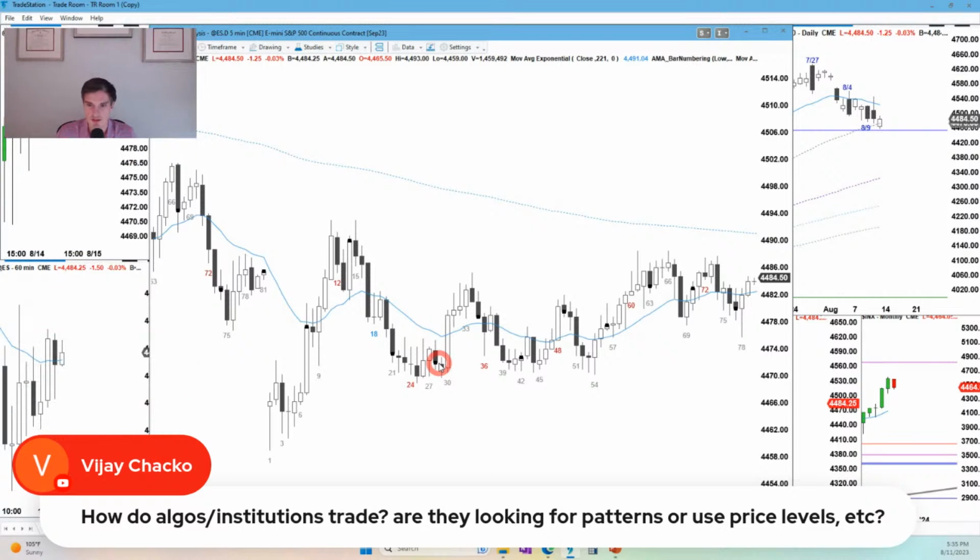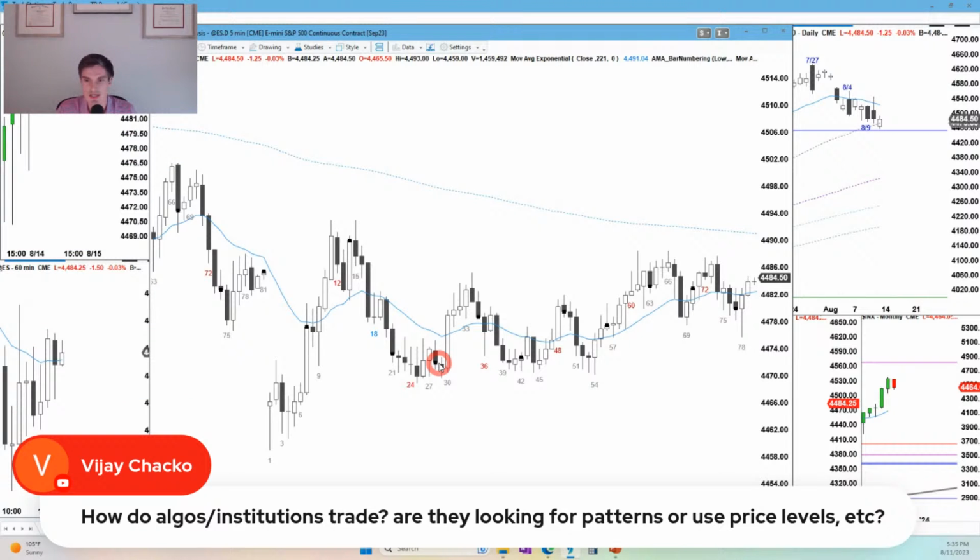This is an interesting question. How do algos and institutional traders trade? Are they looking for patterns or price levels, etc.? For one, we've heard Al say numerous times that institutions are trading for every conceivable reason, and I think that's true. They are using price action, data points, all sorts of things. There's a couple ways you can look at that.